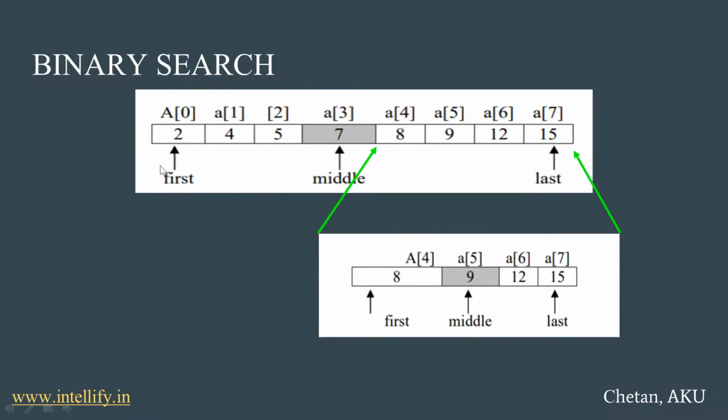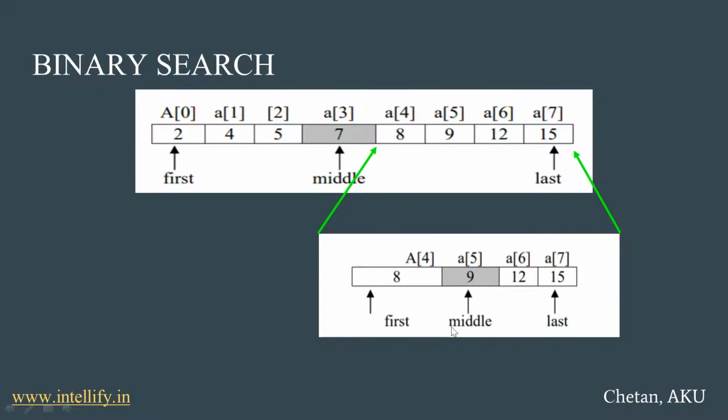We don't need to search this part of the array because we confirmed that our element lies on the right side of the array. Now here again, when we come to this array, we have 4 elements. The first is now changed to the index of this, last is changed to the index of this, and from first and last we find the middle element of this array, that is 5 here.